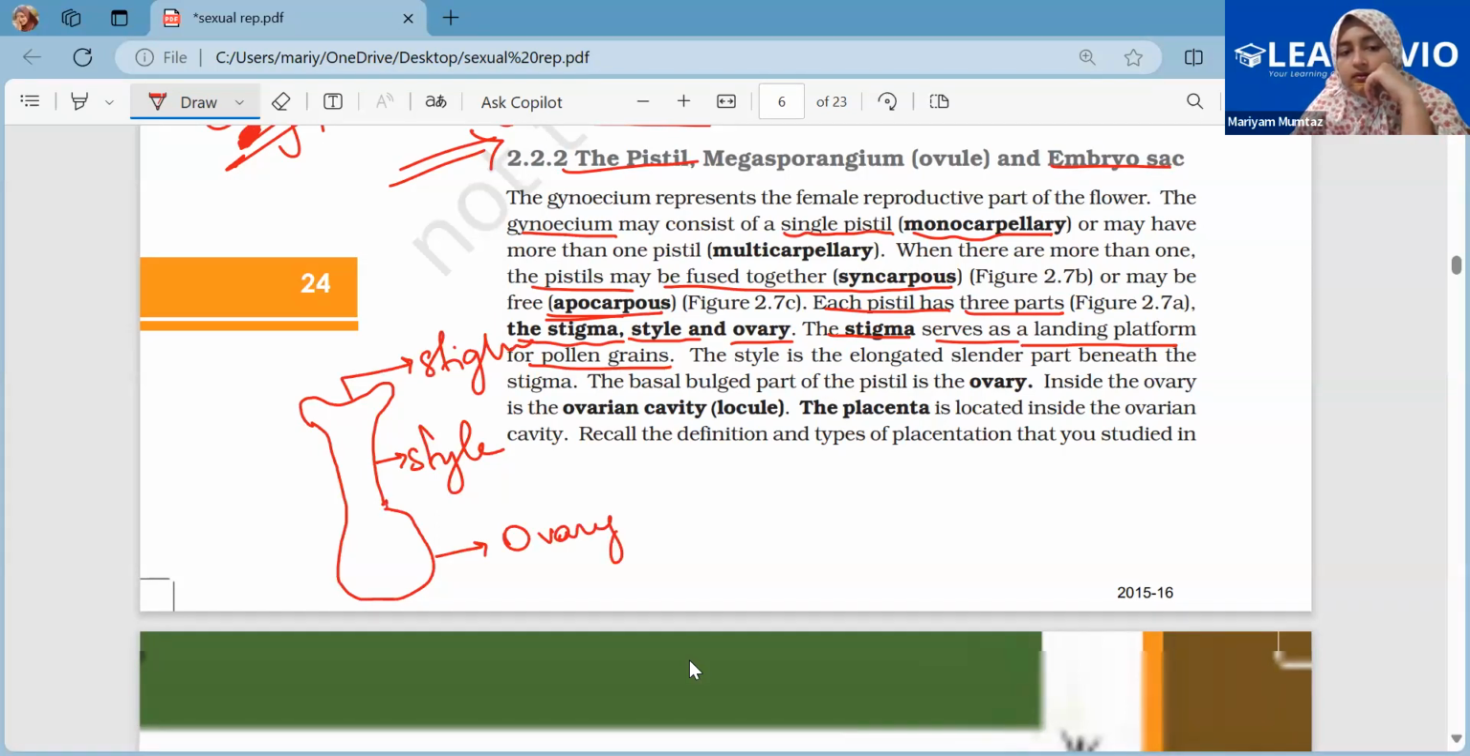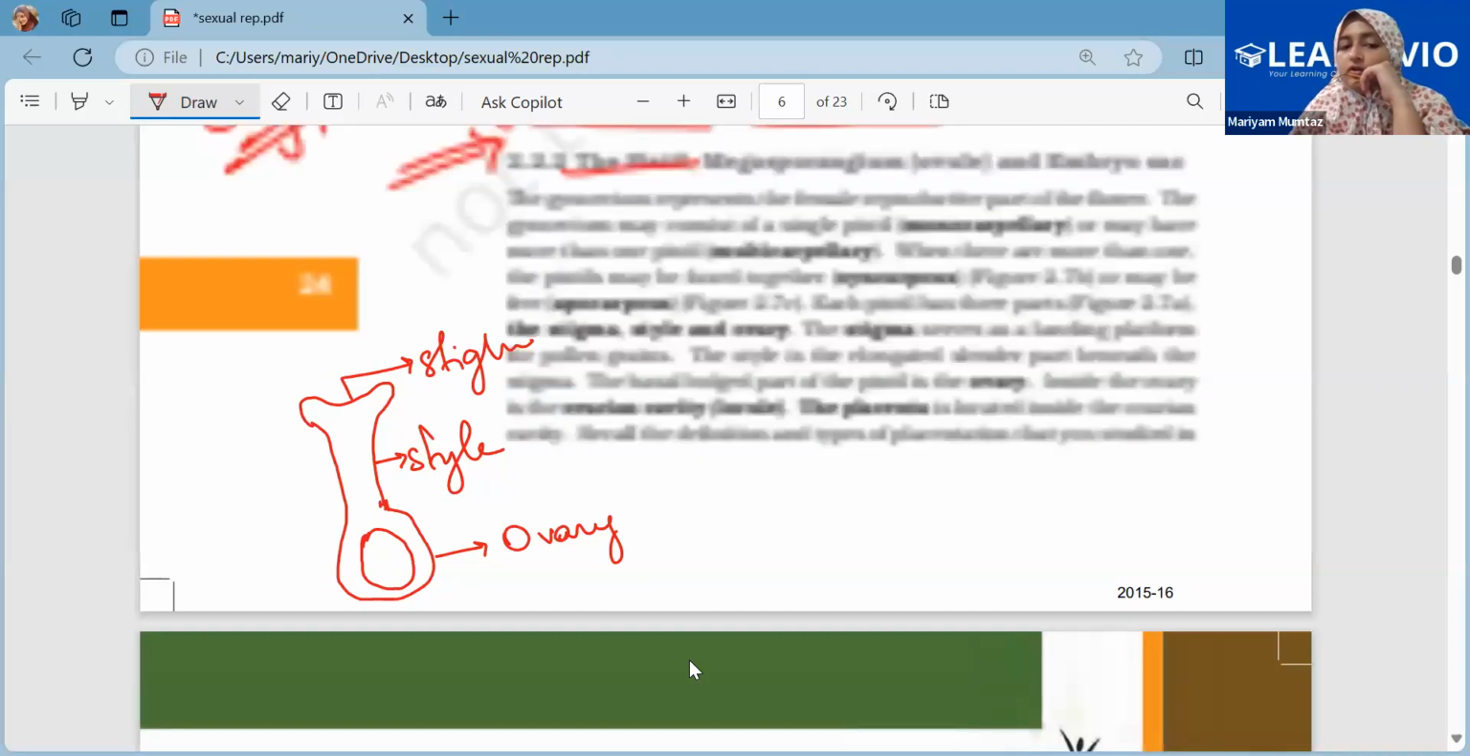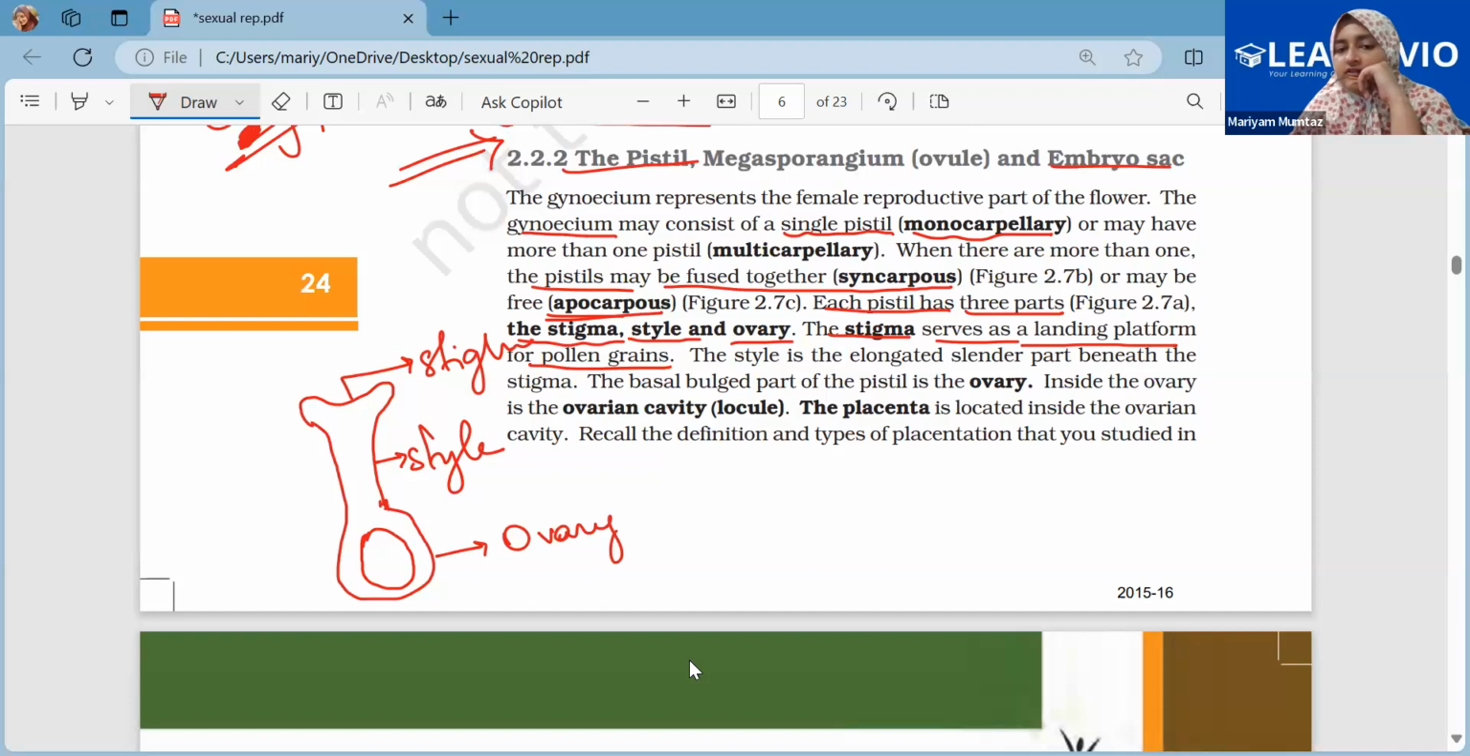Yes? Thalamus is below the ovary. What? Thalamus is below the ovary. It can vary from flower to flower. Thalamus can be above also, below also, at the same level also. But we're not talking about thalamus here. We're talking about the ovary, the parts of the female reproductive structure, not the body of the flower. Okay?